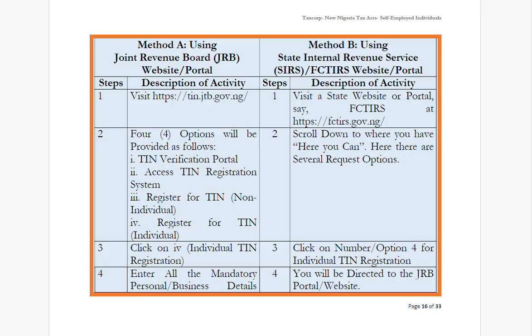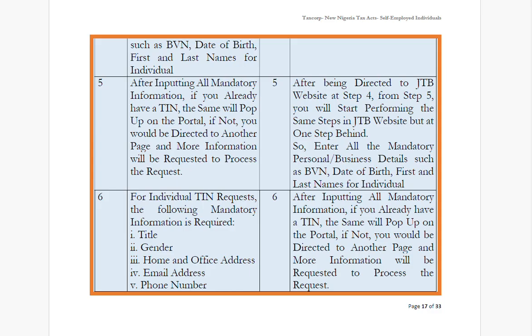Step 3, you click on individual TIN registration since you are registering as an individual. When you go to register for non-individual, you click that one. So we are dealing with registration for individual. So step 3, click on 4, which is the individual TIN registration process. Then step 4, enter all the mandatory personal and business details, such as your BVN, date of birth, first and last names for individuals.